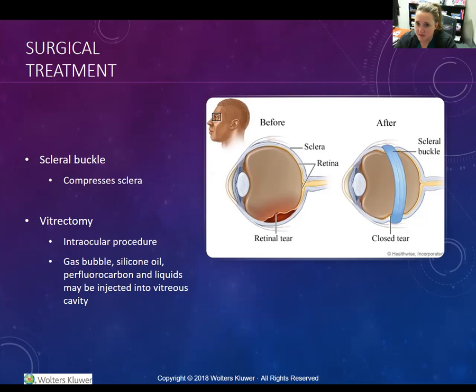And the reason is, as you know, we have that gas or that oil, and if they keep their head down, that's keeping the gas and the oil pushing down on the retina and keeping the retina in place until it's had a chance to heal. So they need to stay laying prone.